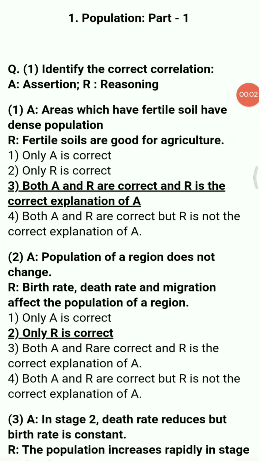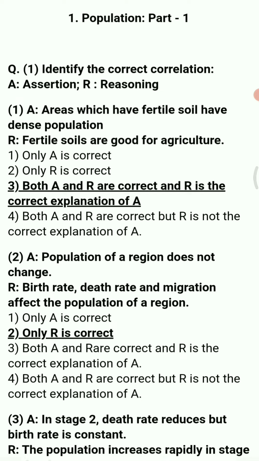Hello students, in this video we are going to solve the exercise of lesson number 1, that is Population Part 1 for standard 12th arts and science students. So the first chapter is Population Part 1. The exercise which is in your textbook is solved completely in this video. Let us start with the first question.